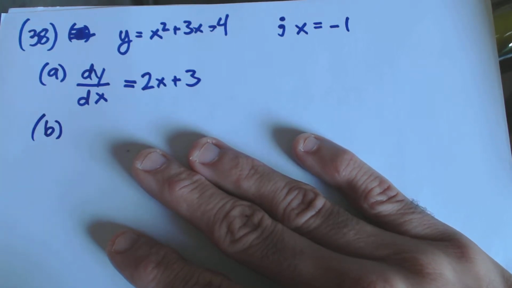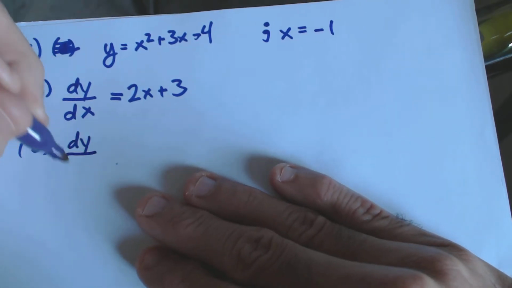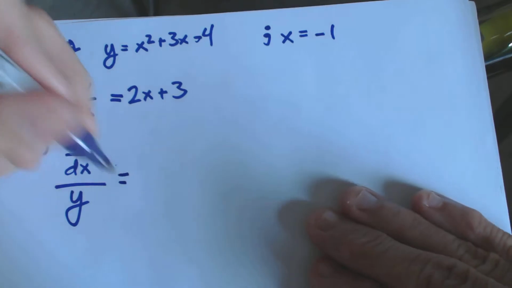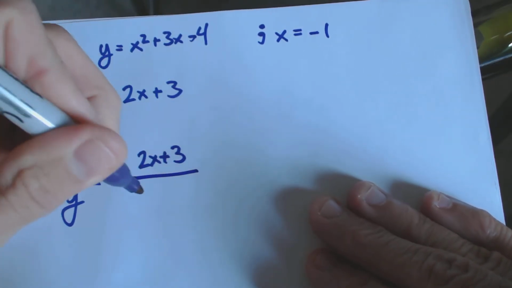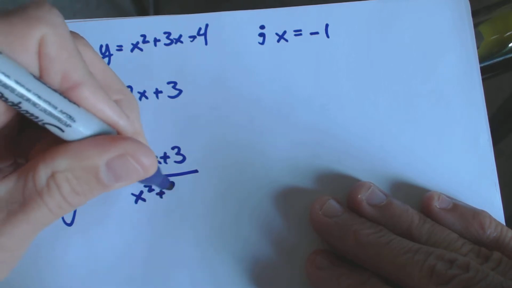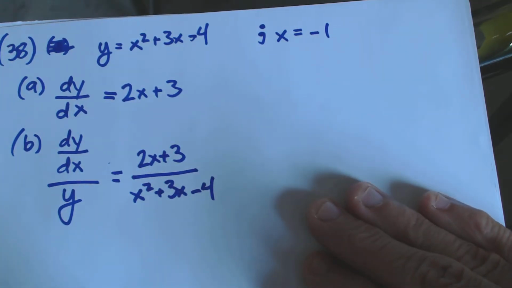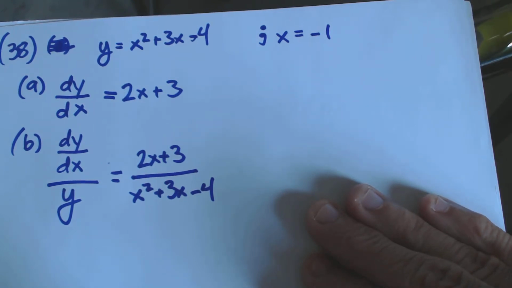B. The relative rate of change of y. So the relative rate of change of y is just the derivative over the original function. So we're going to have 2x plus 3 over x squared plus 3x minus 4. So that's going to give us the relative rate of change of y.